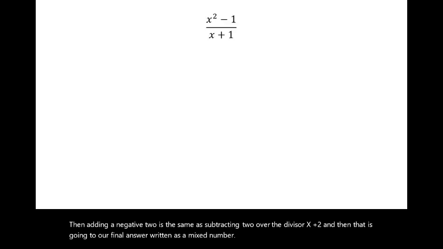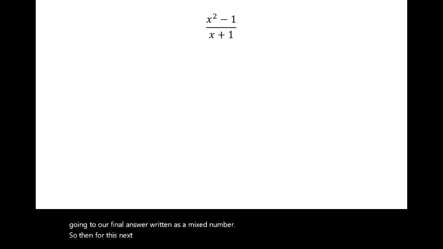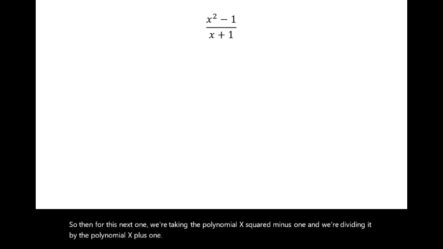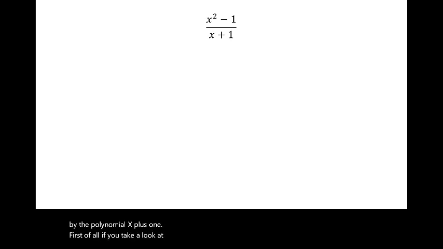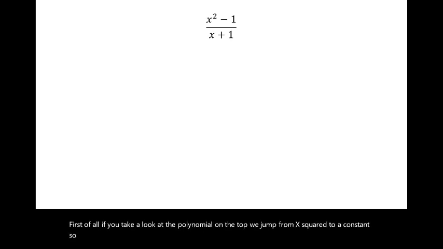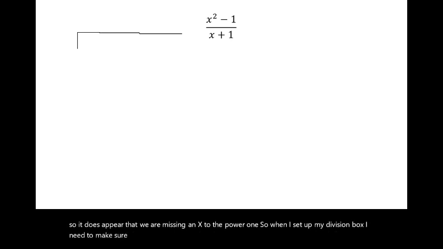So then for this next one, we are taking the polynomial x squared minus 1 and we are dividing it by the polynomial x plus 1. So first of all, if you take a look at the polynomial on the top, we jump from x squared to a constant, so it does appear that we are missing an x to the power 1. So when I set up my division box, I need to make sure that I put a 0x in the appropriate spot as a placeholder.